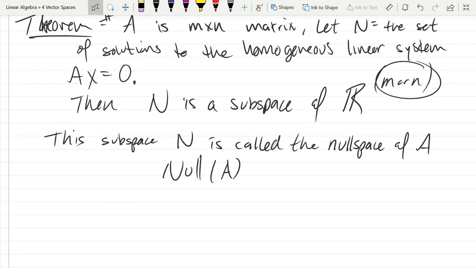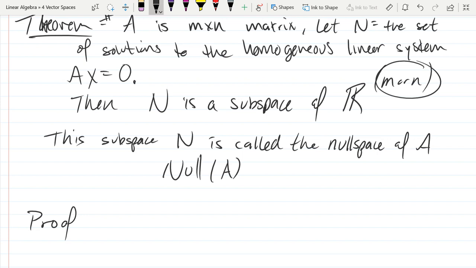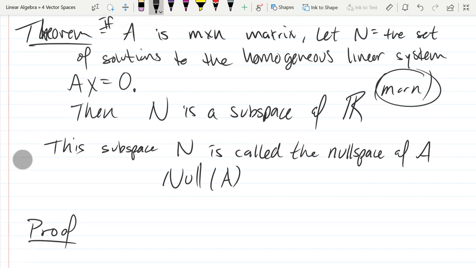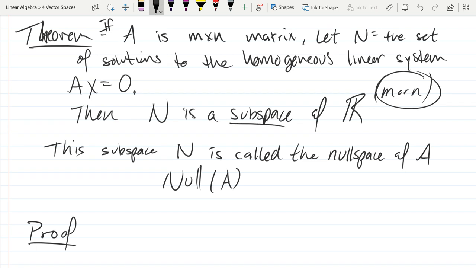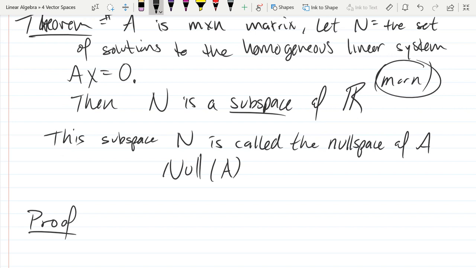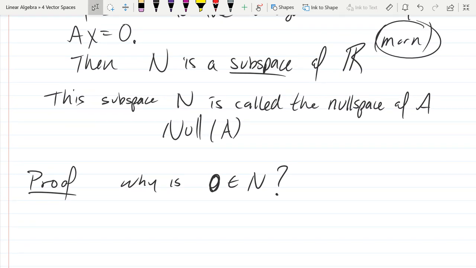So let's look at the proof. Really all the claim here is that this set is a subspace. That's really the claim right here. So let's prove 0 is in there. Why is 0 in N? Let's see what N is. N is the solution to AX equals 0. So what is any matrix A times a 0 vector? 0. We'll get 0 out. So 0 is one obvious trivial solution to that homogeneous system. So we get 0 for sure.